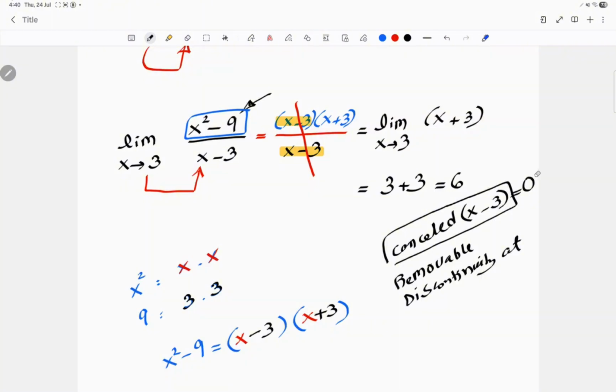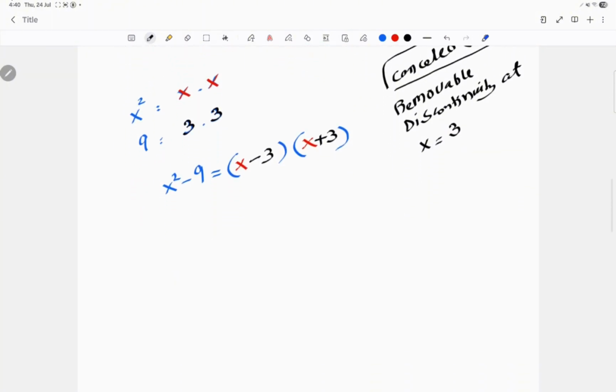3 or negative 3? Negative 3. No, right now if I take x minus 3 and I equalize it to 0, x will be equal to 3. That means we have this discontinuity at x equals 3 because it got removed. It got removed. Okay? So now what do we say?